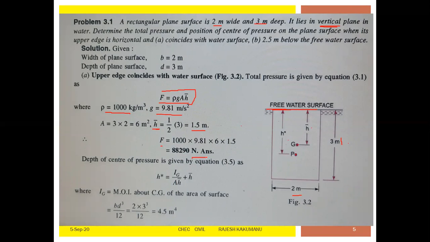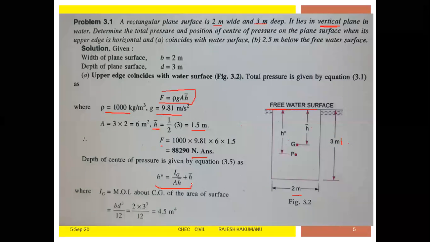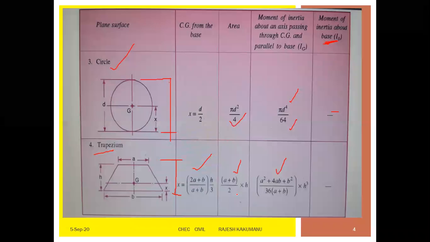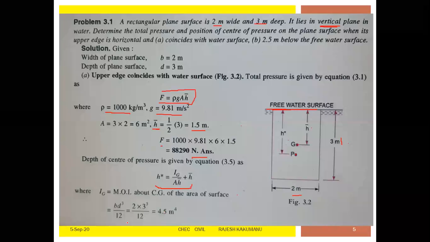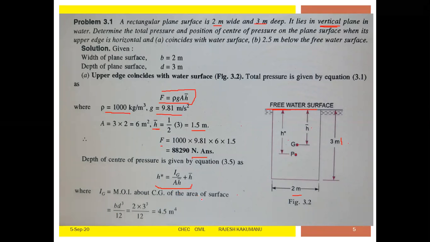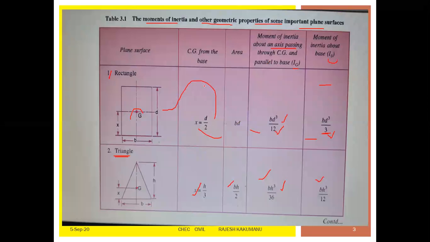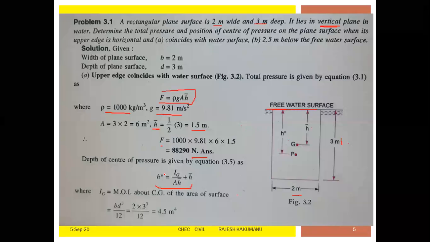Next, what do we have to find? We have to find h star. The depth of the center of pressure is given by equation 3.5: h star is equal to Ig by A h bar plus h bar, where Ig is the moment of inertia about the CG of the area of the surface. Now apply this: the moment of inertia about the centroid is BD cube by 12, that is equal to 2 into 3 cubed divided by 12, which equals 4.5 meter to the fourth.